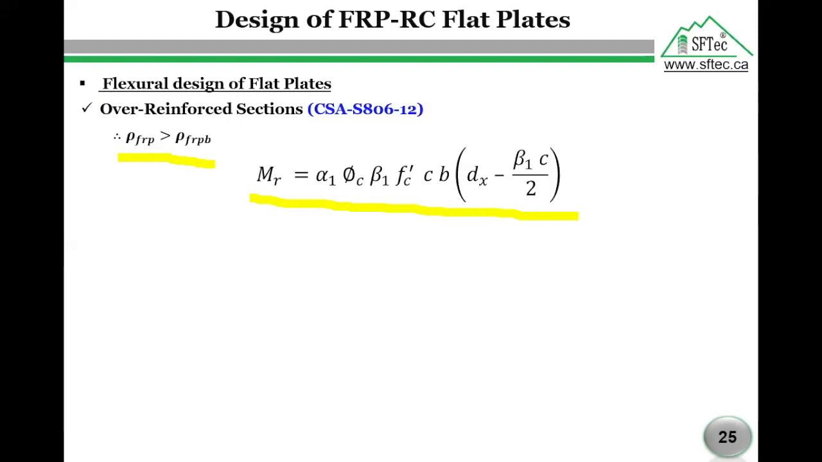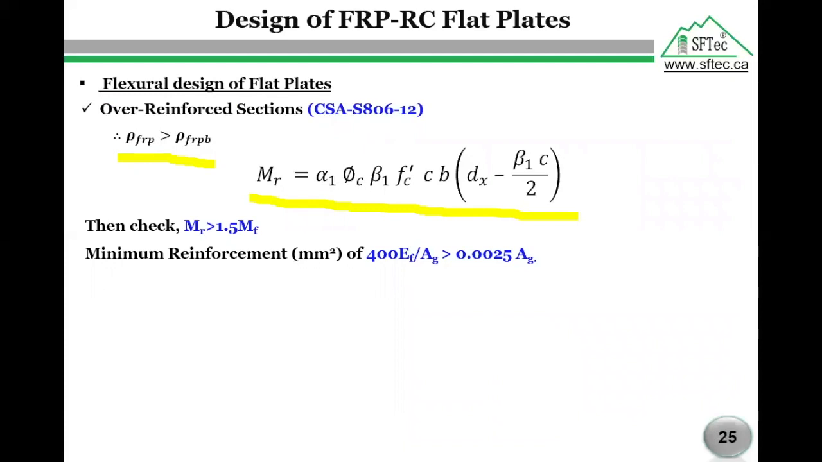We have M factored from the analysis. So we will compare the M resistance by 1.5 M factor. So M resistance should be greater than 1.5 M factor. If you design this using this equation, you will get a flexural reinforcement ratio of 1%.